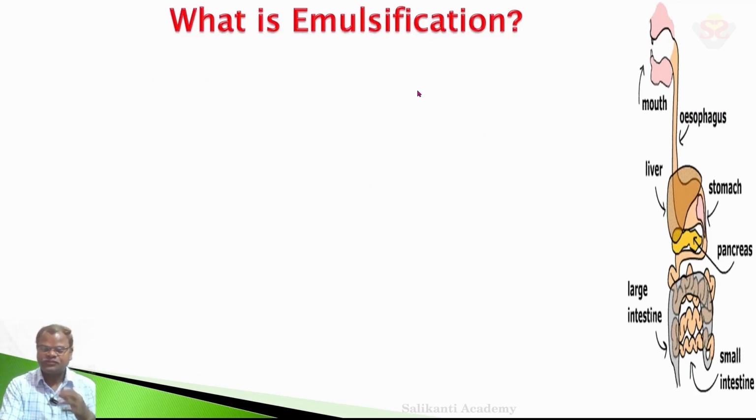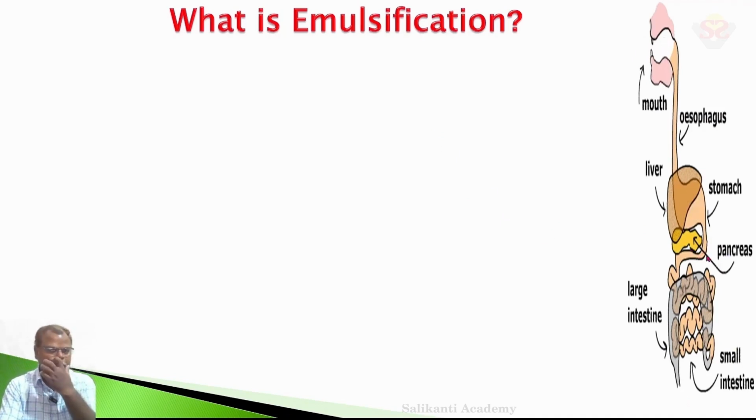What is emulsification? Emulsification is a process done by bile juice. Bile juice is produced in the liver. This bile juice does not have any enzymes, yet it helps in the digestion of fats. Bile juice breaks down fat molecules into small molecules. The process is known as emulsification.